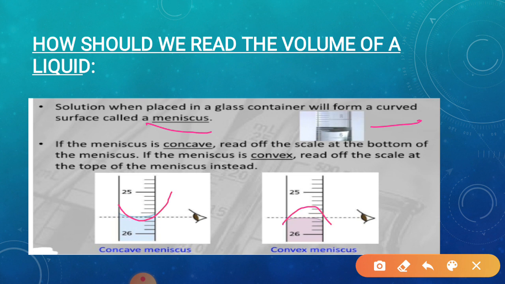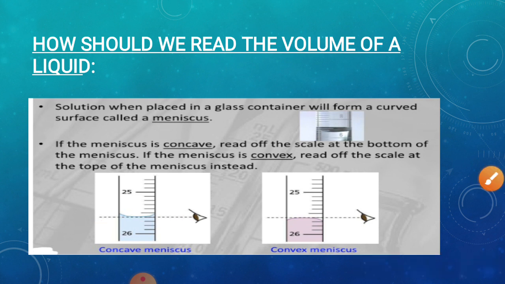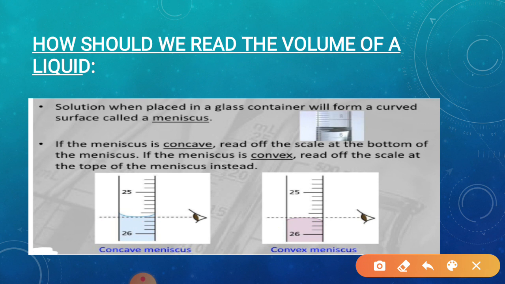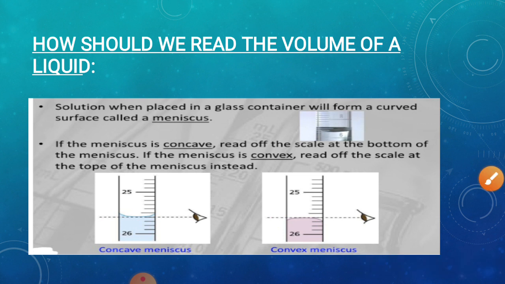If the meniscus is concave, read off the scale at the bottom of the meniscus. If it is concave, then at the bottom. If the meniscus is convex, read off the scale at the top of the meniscus instead. So if concave, then bottom, and if convex, then top.